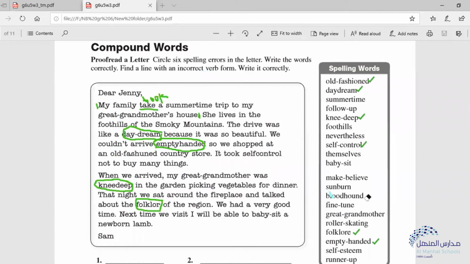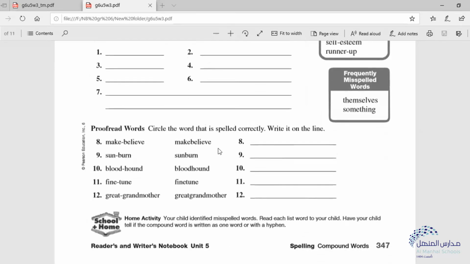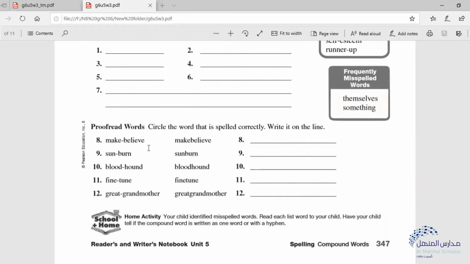Okay. Let me just wipe these things away. So what are you to do next? We have now to go to the second part. This one says circle the word that is spelled correctly. Write it on the line. You circle the word that is spelled correctly. Simple. Make-believe. This one is not correct, and this one is the correct one. Make-believe. Spell it correctly.